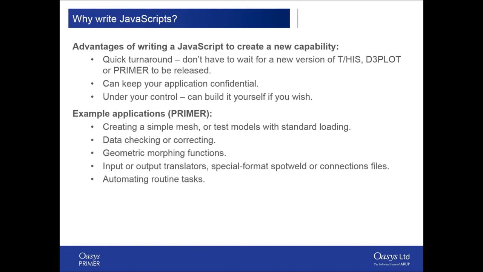Some example applications in Primer are creating simple meshes or test models with standard loading, data checking or correcting, and geometric morphing functions. It's quite useful for input and output translators, so there might be a particular file format, perhaps with connections, for example, which Primer doesn't natively read. And you can quite easily write a script that will grab the information from that file and create connections automatically in your model. And also automating routine tasks. So maybe there's something you find yourself doing again and again and again. You can use scripting to automate that.